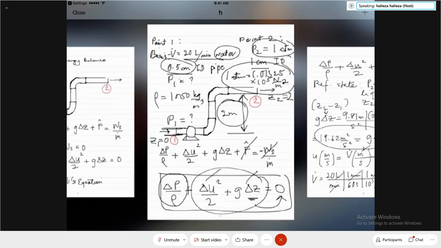It cannot be negative, or else there's no way it's going to flow. Logically, P1 should be higher than P2. For a fluid to flow, the pressure at the inlet should be higher at P1, or else it cannot flow. Isn't it? Then it's correct. Yeah, P1 should be higher than P2.